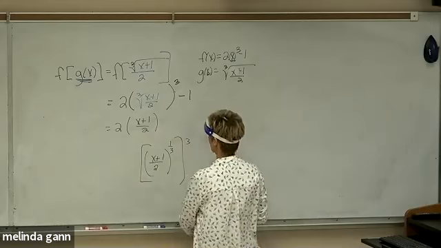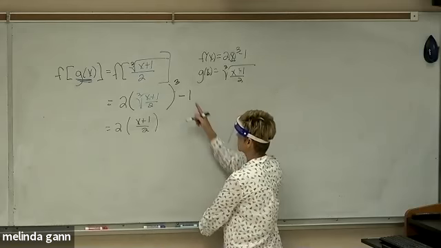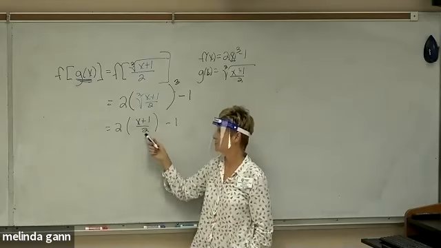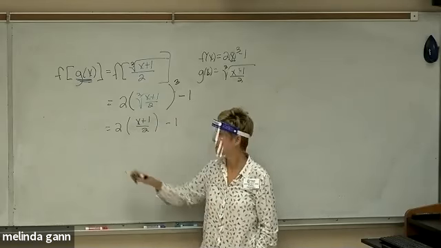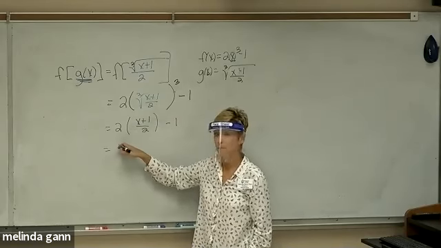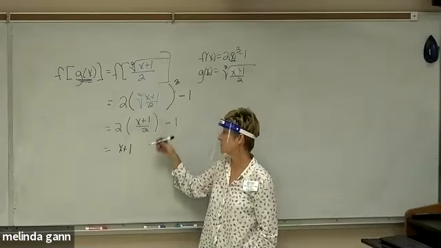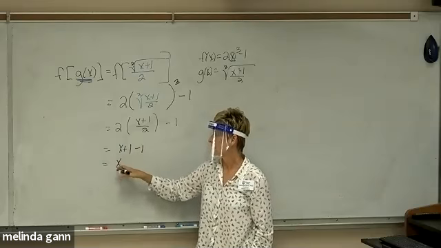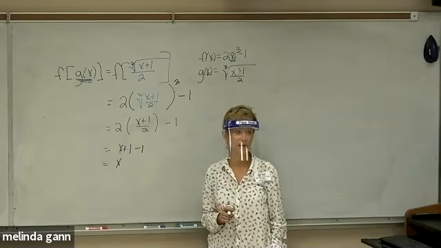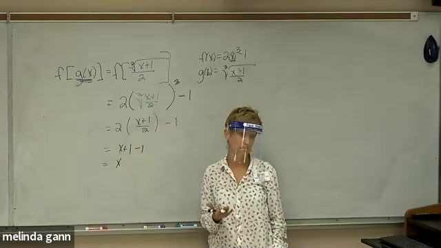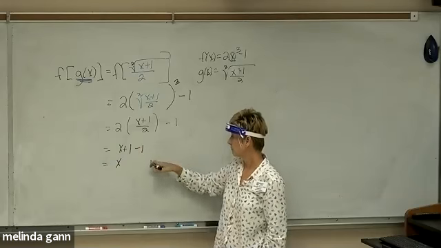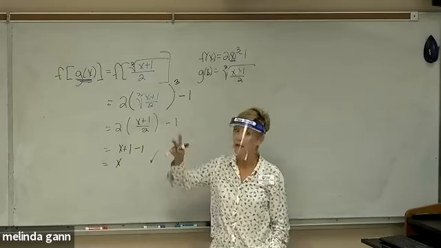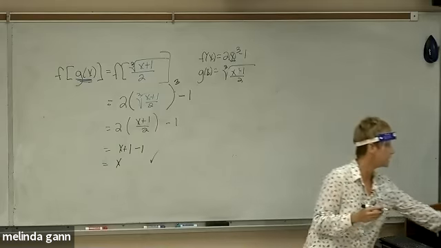But I've still got what stuck on the end over here? Minus 1. What happens to those two? They divide out. So that leaves me X plus 1, but I still have this minus 1 stuck here. What do I end up getting? X. What was I hoping to get? X. Now, am I finished? No. I've got to do it the other way. I've got to go both ways.